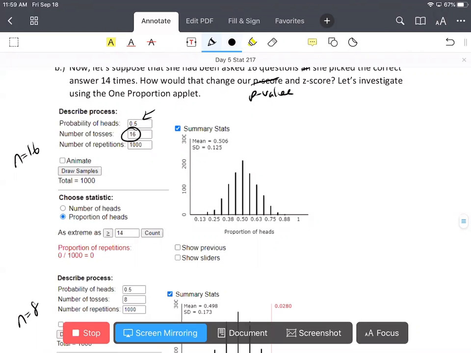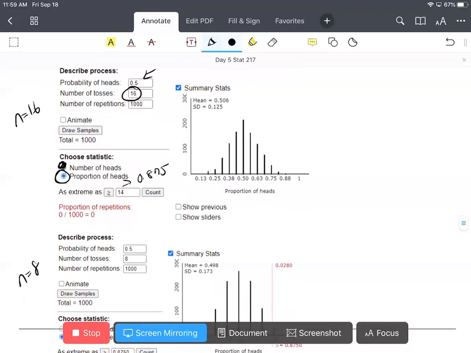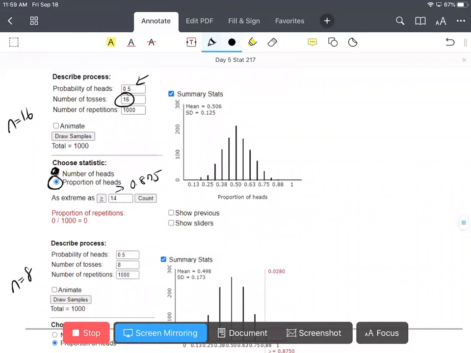Here you see the count, and I just wanted to show you that when I hit click, it always starts with number of heads, at least on my machine, and then I clicked on proportion of heads. So this 14 would change automatically to 0.875. I printed it midway through so you could see it in case you haven't had luck with the applets working yet.